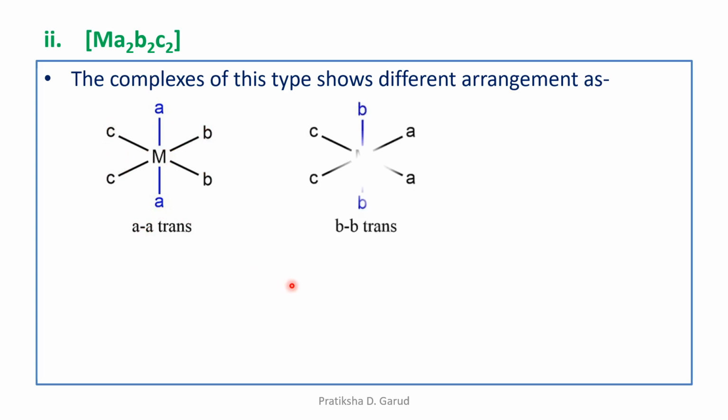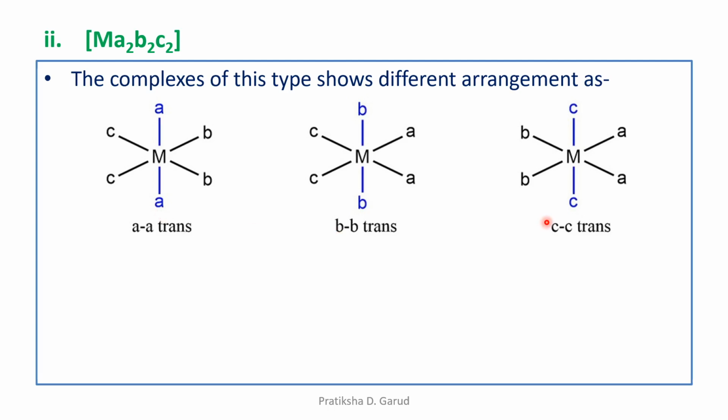The second type. In the second type, only the BB ligands are trans to each other, whereas the A and the C both are cis. The third type, that is the CC, they are trans to each other, whereas again A and B are cis to each other. So these are the 3 types. In the first type, only AA trans, remaining cis. In the second, BB trans, remaining cis. And the third, CC trans and the remaining cis.